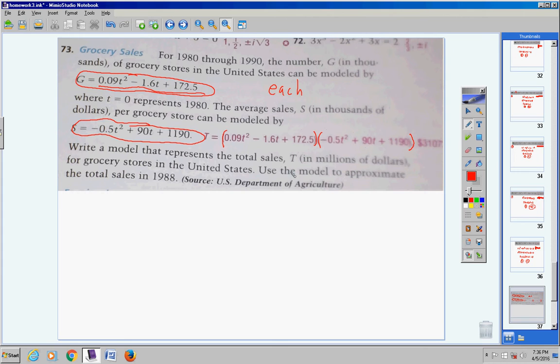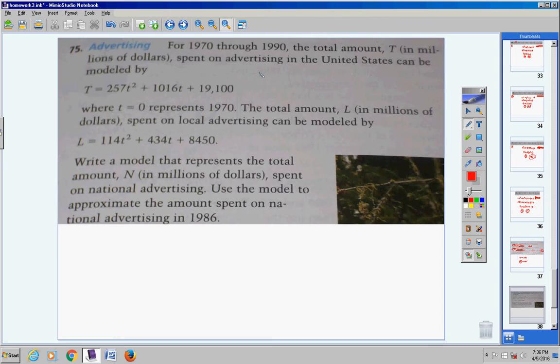Then it says use the model to approximate the total sales in 1988. So now let's go back up here. T equals 0 represents 1980. So 8 years later, that's represented by the number 8. So everywhere there's a T, you're going to put 8. And then do all your simplifying, and you will get this right here. Okay? That's just all calculator work. And that's it, guys. These are not meant to be difficult word problems. Let's take a look at number 74.